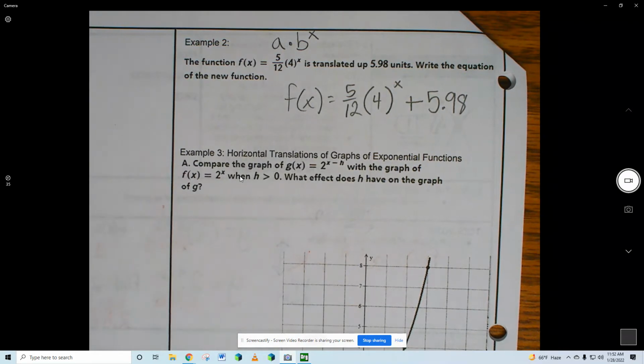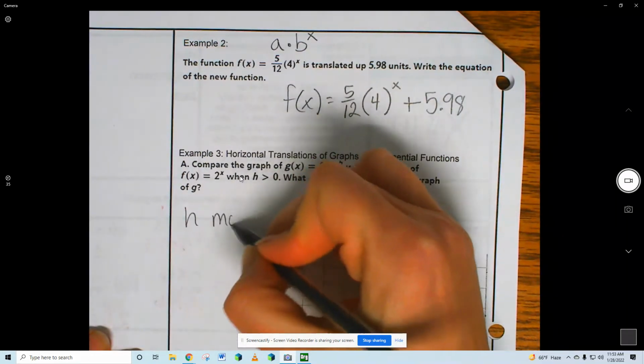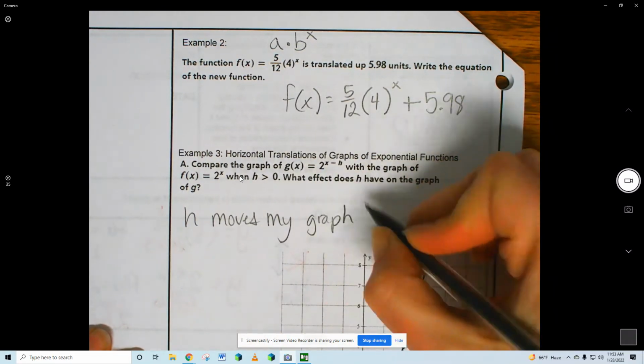Now I'm officially moving left and right. I'm going to start talking about H. H is my left and right. It's the opposite sign of what you see. So I'm only doing H now. We're forgetting about up and down. No more up and down for right now. We're just going to go side to side. That's this. The H has the power. H moves my graph. Left or right?